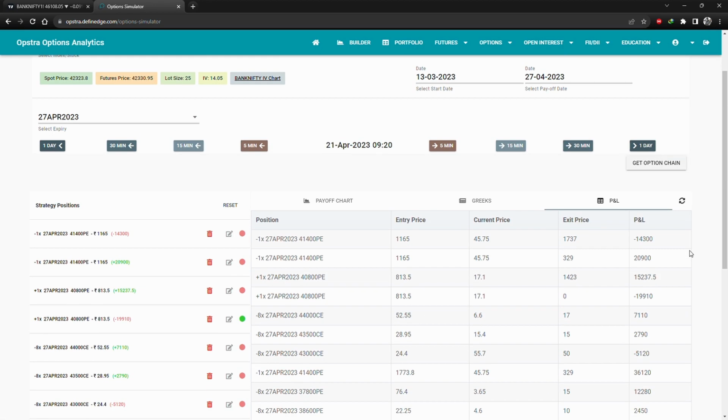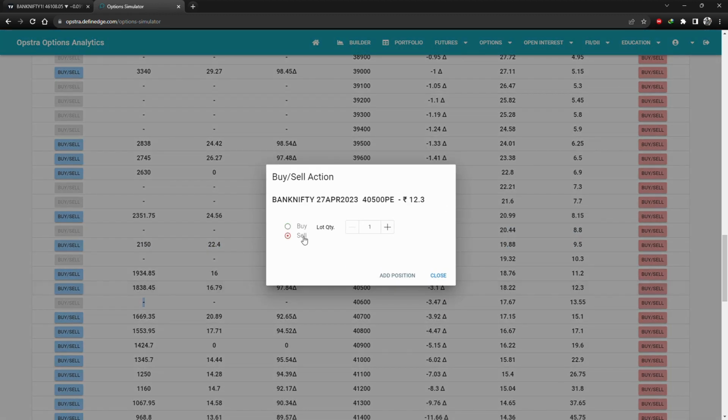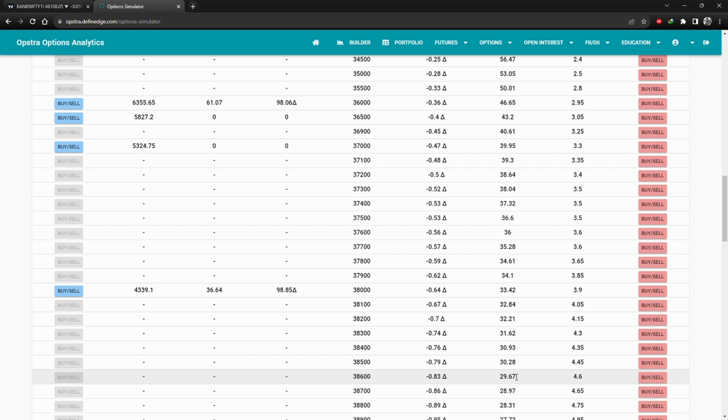Now I'm going to add the positions. I am selecting this 40,500 strike price, which is around 12 rupees of premium only, very low premium. Since I am selling very low premiums, I will wait very long. Now it's time to sell the put sell option.